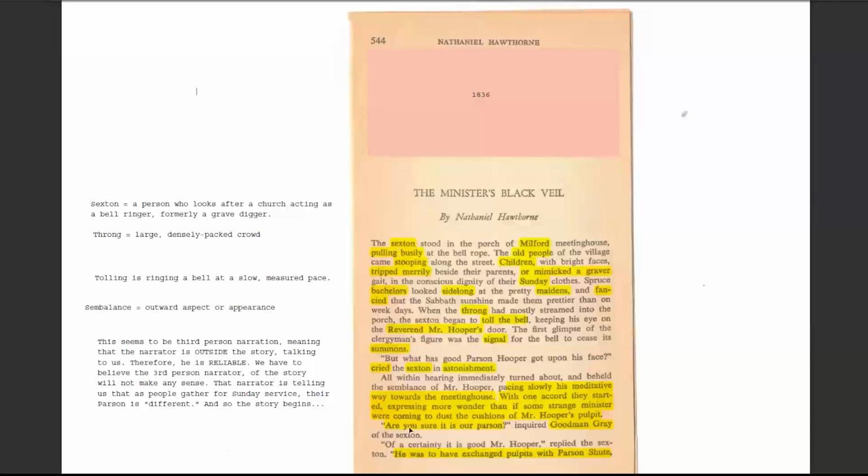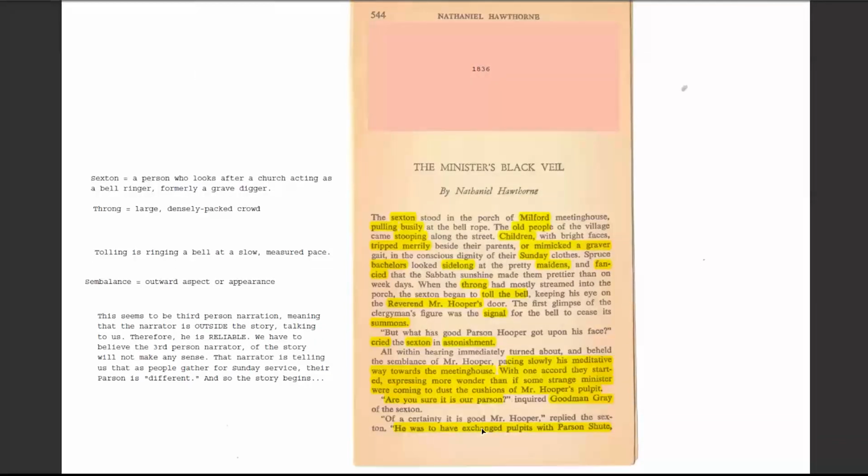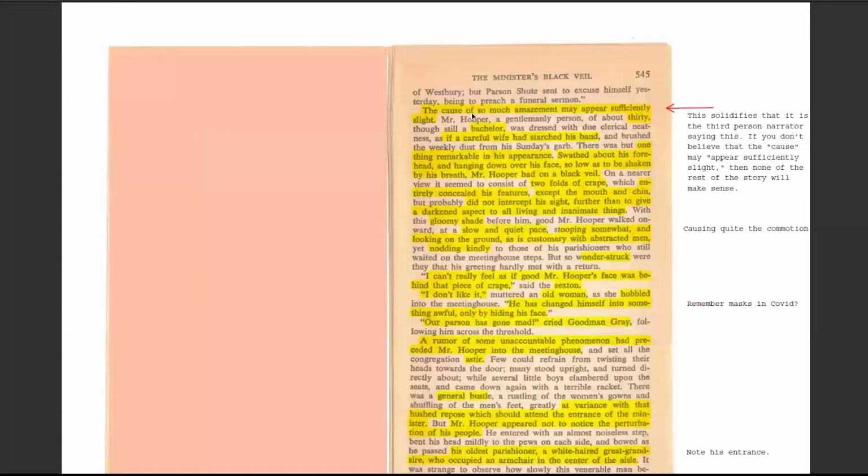Goodman Carey says, "Are you sure it's our parson?" "Certainly it has to be Hooper," replied the sexton. "He was to have exchanged pulpits with Parson Shute of Westbury, but the Parson Shute sent an excuse yesterday, being to preach a funeral." So he couldn't make it. Parson Shute couldn't make it. It's going to change, but Shute couldn't do it.